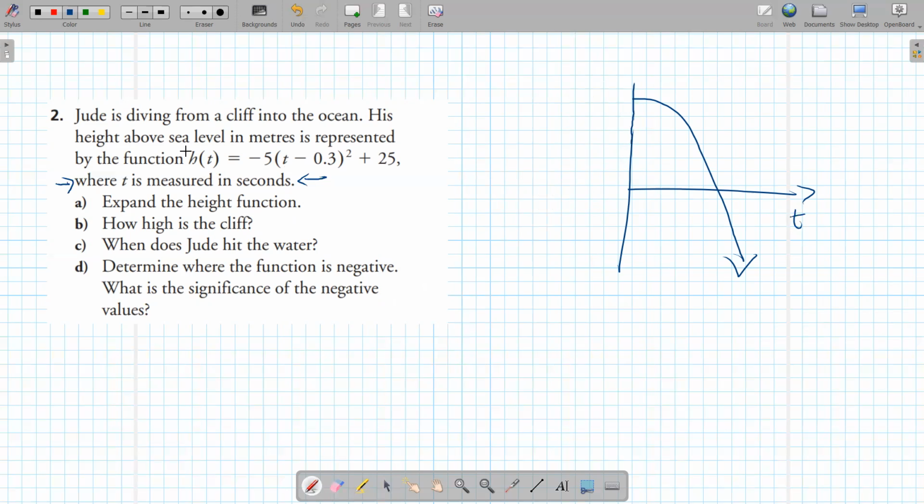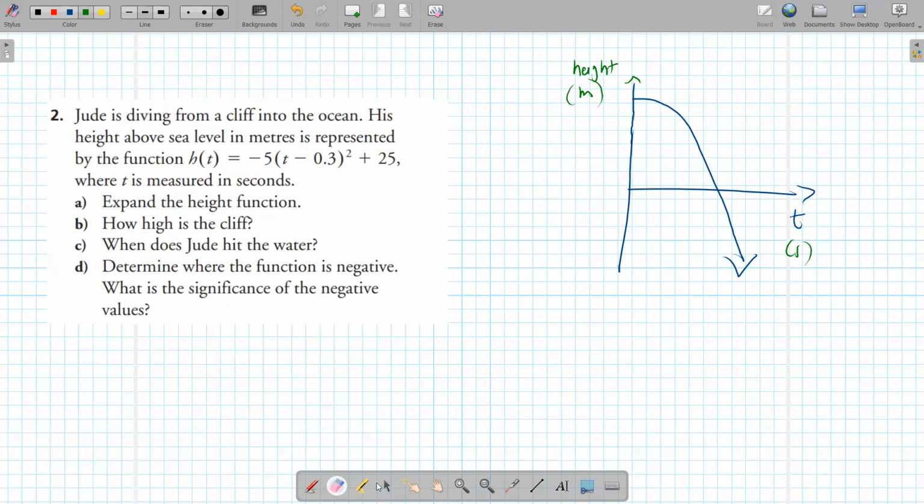What does the y represent, which is h of t? What does this represent? And the clue to that is right here. That is a y variable, in this case, h of t. So that represents the height, yeah? So on the y-axis, we have the height. And this is in meters, and we have time in seconds. Let's go one by one.